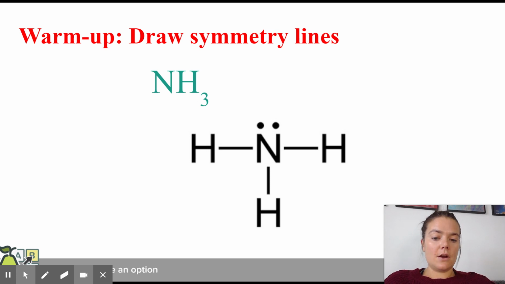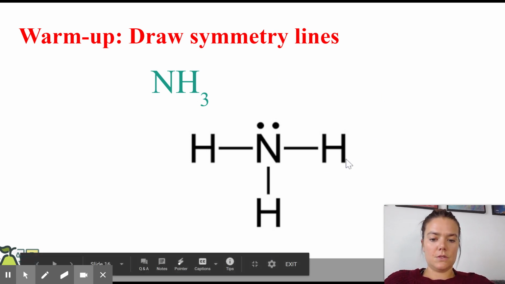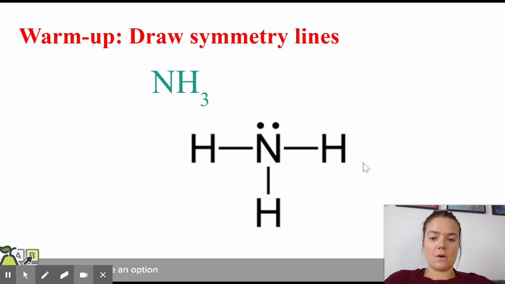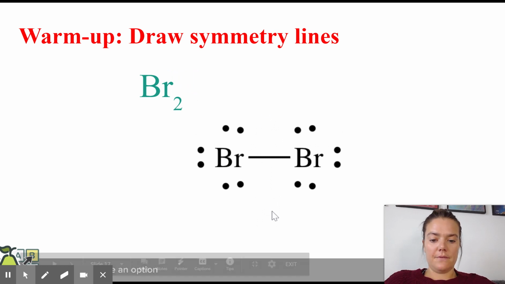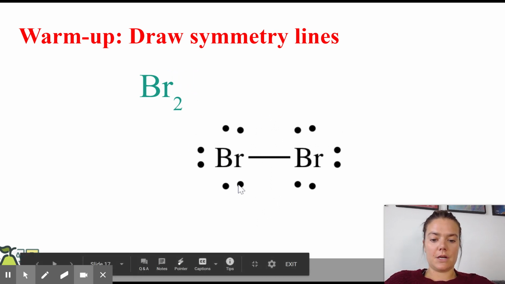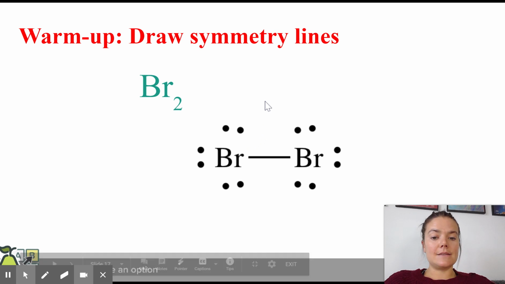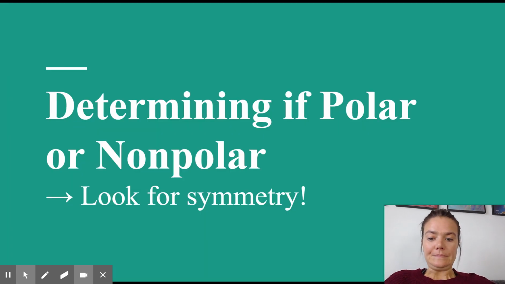So let's think here. If we draw some lines through this shape, do we think that this is a symmetrical or non-symmetrical molecule? So this NH3 is non-symmetrical because if I cut it this way, the top and the bottom do not look the same. What about this bromine? If I cut it in a couple different directions, is it the same? It is. This is a symmetrical molecule.